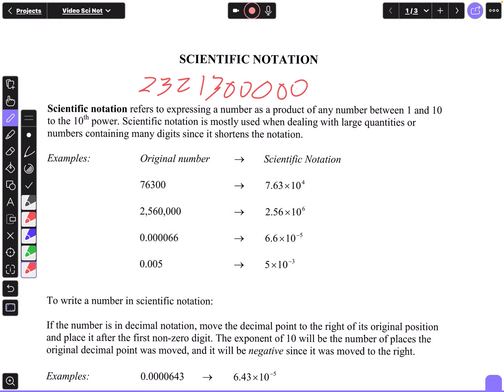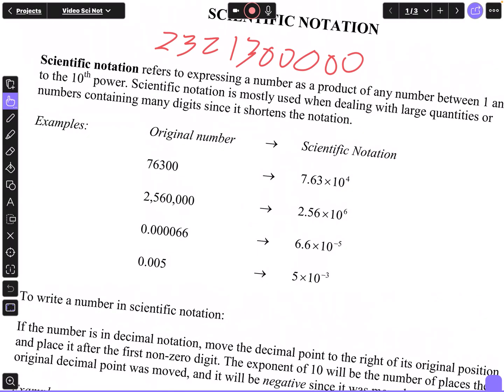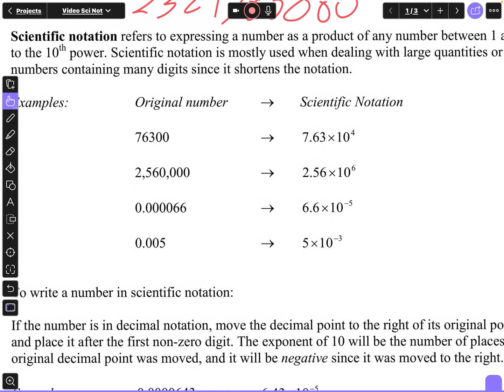So if we look at how to do this, if we have a number like our first example, 76,300. If you notice, that's in regular notation. In scientific notation, it would be 7.63 times 10 to the fourth. So to put a number in scientific notation, we would need to find the decimal and then move it either to the left or to the right until we come to a number between 1 and 10.